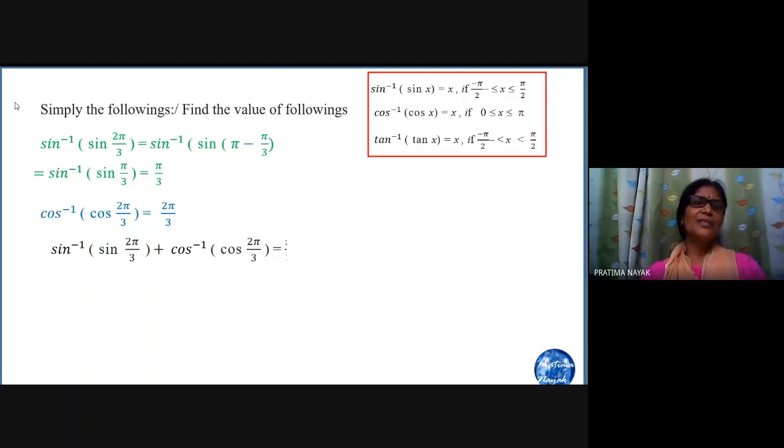Now this is a question: sine inverse sine 2 pi by 3 plus cos inverse cos 2 pi by 3. What will be the value? We have already calculated here. Sine inverse sine 2 pi by 3 is pi by 3 and cos inverse cos 2 pi by 3 is 2 pi by 3. So it will be pi by 3 plus 2 pi by 3. The answer is pi. Next, tan inverse tan 3 pi by 4.